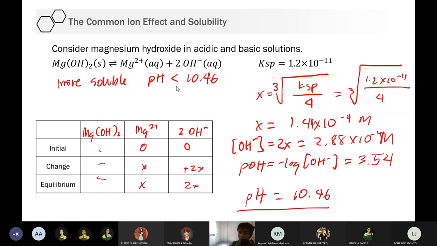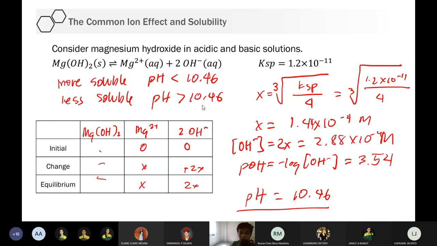So dapat, ang pH natin should be less than 10.46 so that we can say that this salt will be more soluble. And kung gusto mo yan ay less soluble, then your pH must be greater than 10.46. So yan. So again, ano yung concept? Kasi at pH less than this, may enough H plus tayo to diminish the amounts of OH sa product so that the equilibrium will be shifted to the right. However, at pH greater than this, we have more OH. As a result, common ion effect nangyayari. So the equilibrium is shifted to the left.